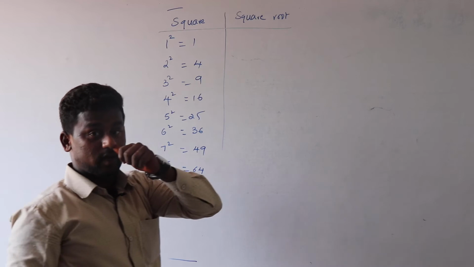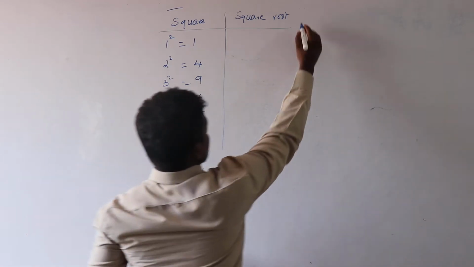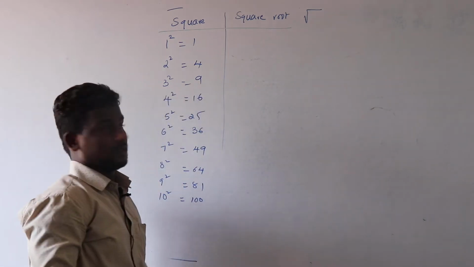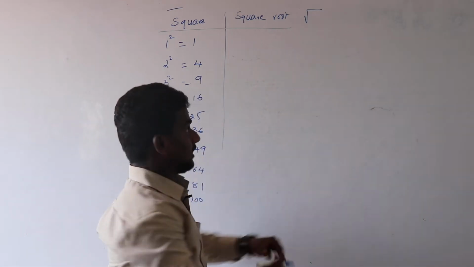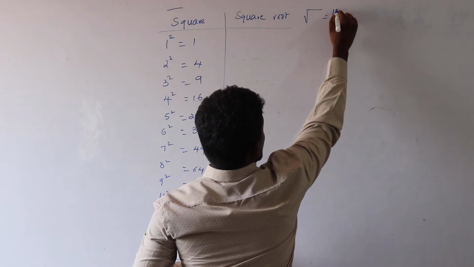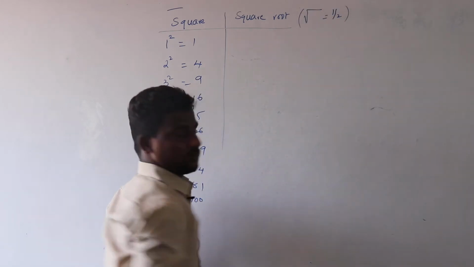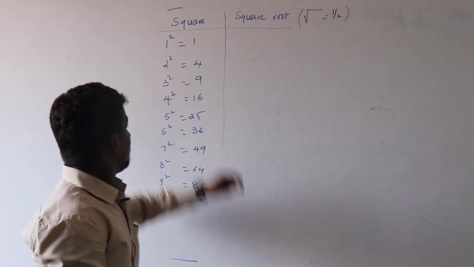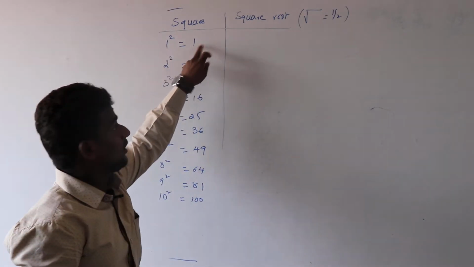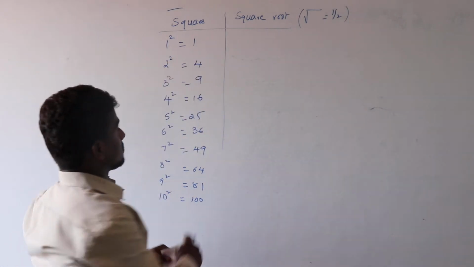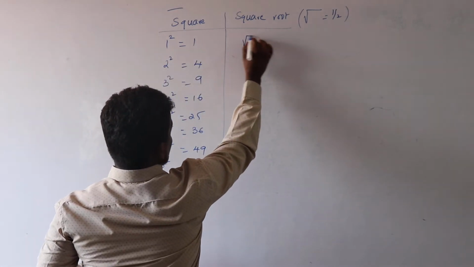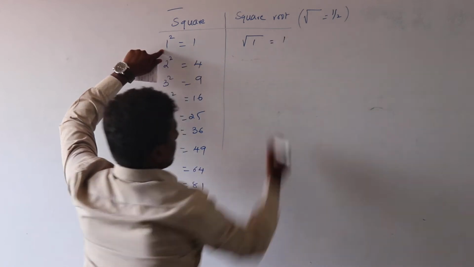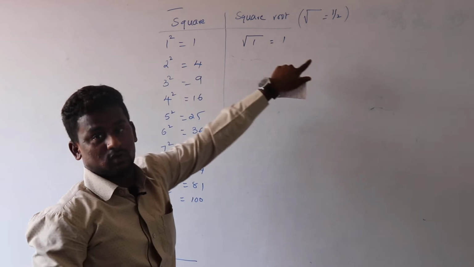So now what is a square root? The square root symbol is like this. The value of the square root in mathematics we will take as 1 by 2. Square root of a value is that value to the power 1 by 2. Now 1 square is equal to 1. What is the square root of this one? We write it like this: square root of 1 equals 1.